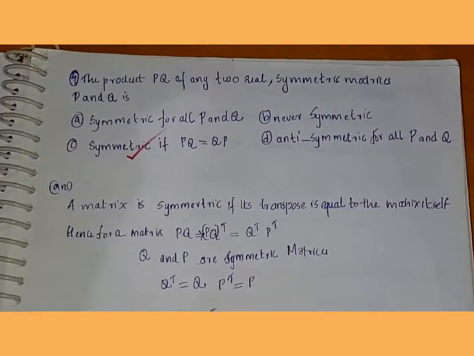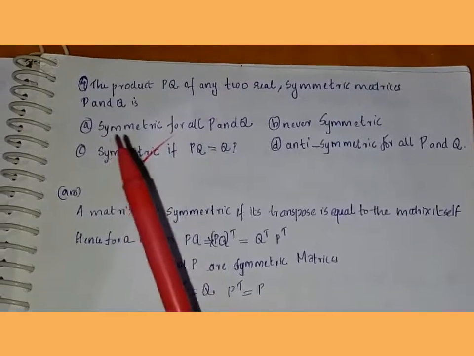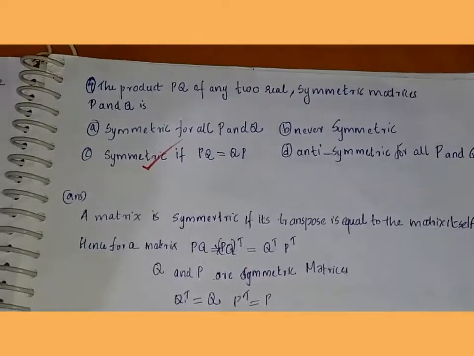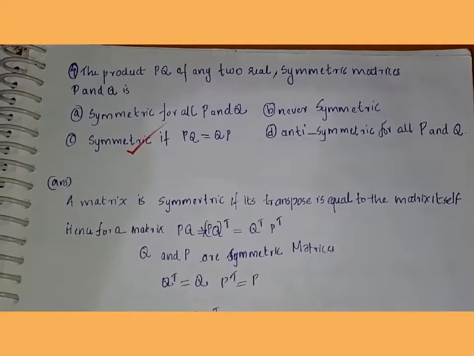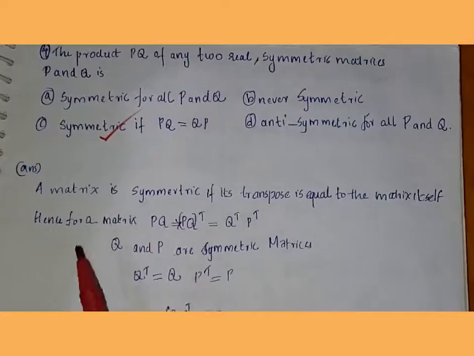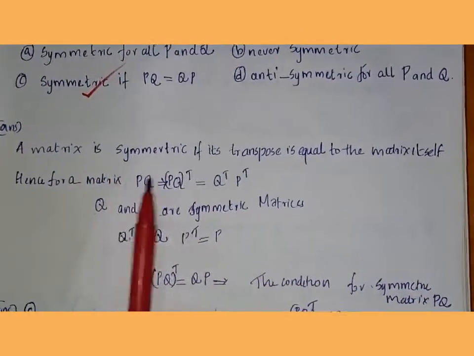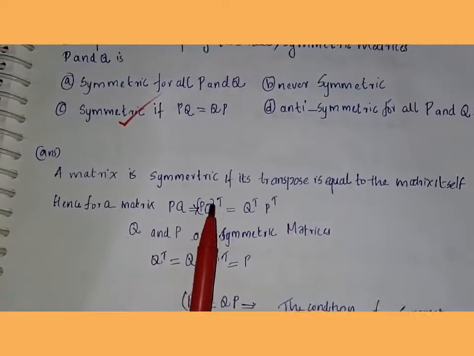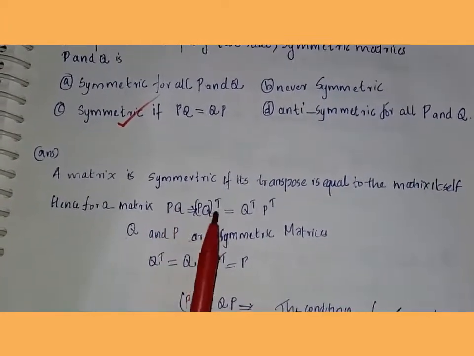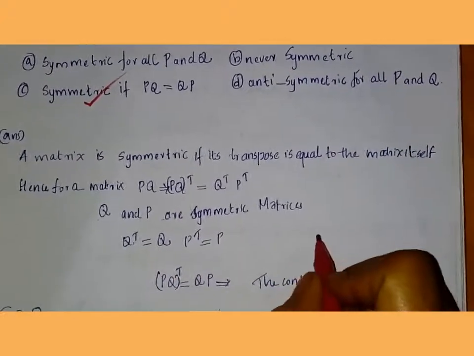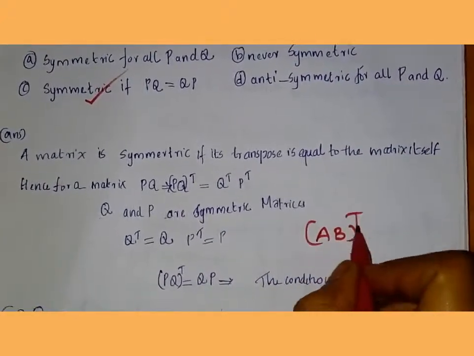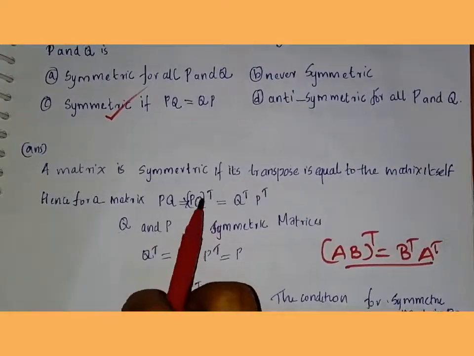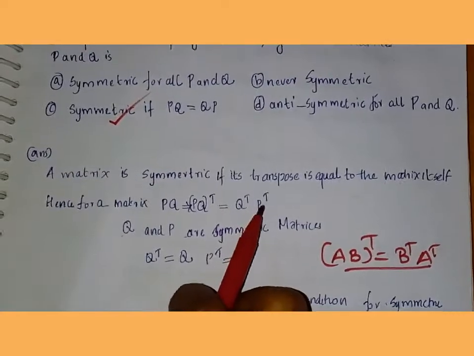Here in the fourth problem, they give that P and Q are symmetric. We have to find the condition for PQ to be a symmetric matrix. We know that P and Q are symmetric. So PQ should be symmetric means that (PQ) transpose should be equal to PQ. We know that (AB) transpose is B transpose into A transpose. So (PQ) transpose is Q transpose into P transpose.